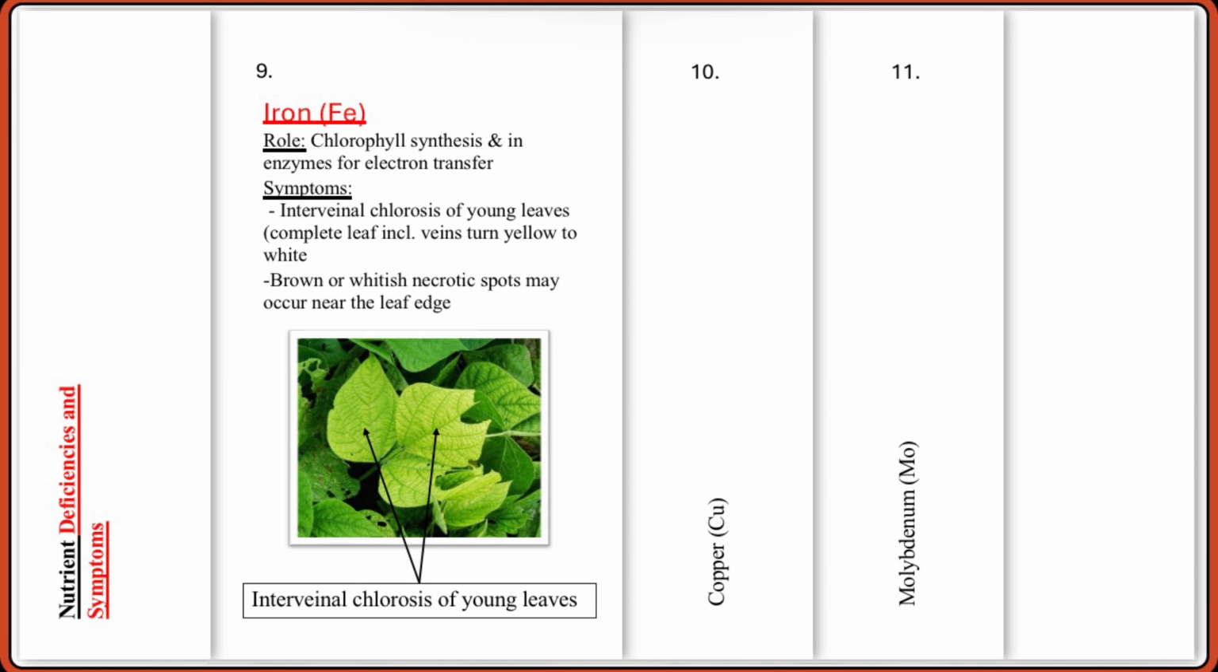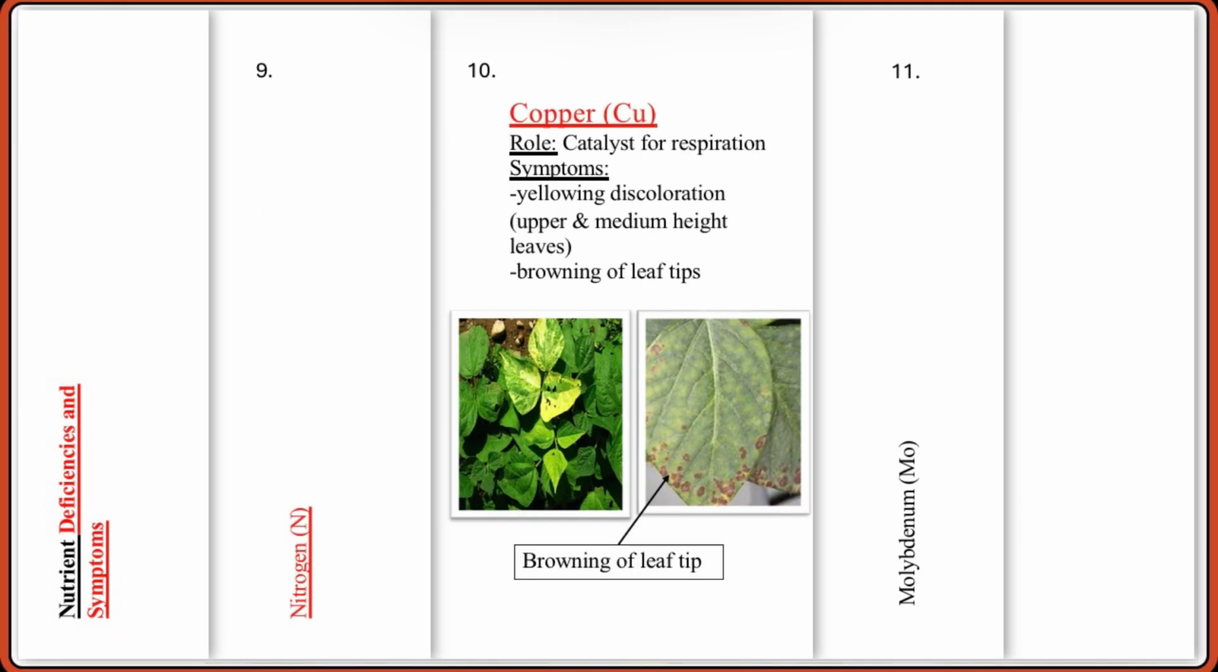Next one is iron. Iron plays a critical role in chlorophyll synthesis and in enzymes for electron transport. The deficiency symptoms of iron are interveinal chlorosis of the young leaves, and later on the complete leaves, including the veins, turn yellow to white. Also, brown or whitish necrotic spots may occur near the leaf edges.